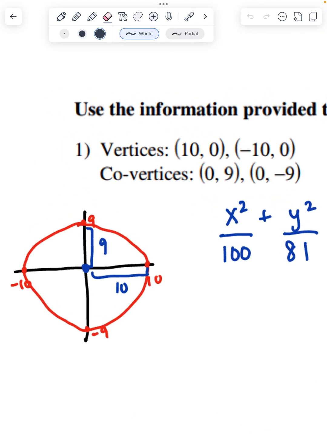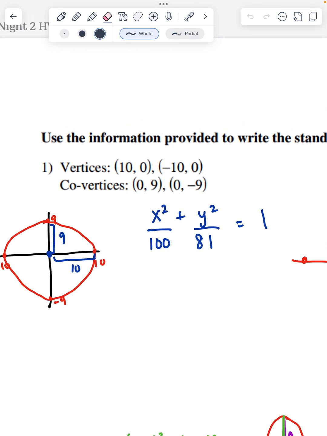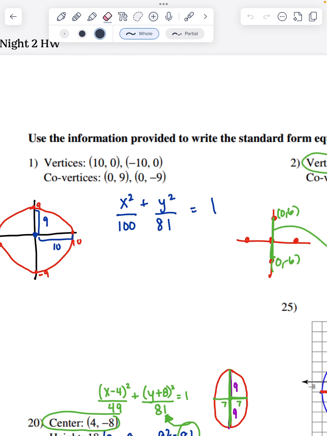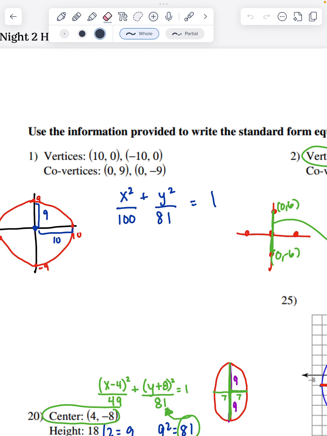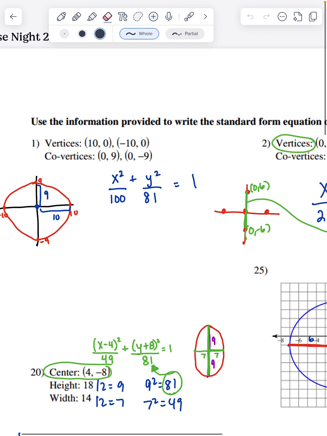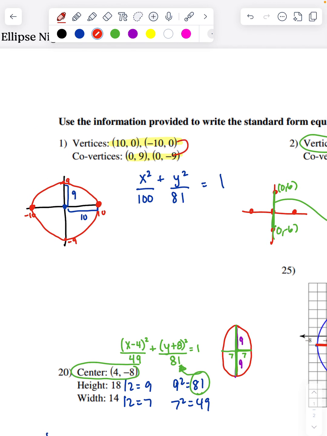And when we take a look at some of these, the vertices and the co-vertices, it kind of helps you identify what's the x, what's the y. We know that when it is a 10 and negative 10, these are 10 spots away from the center, and that's larger than 9 spots away from the center. Moving 10 to the right and up 0 is going to be our x value. And so we know that these are under our x's. Co-vertices under our y's.